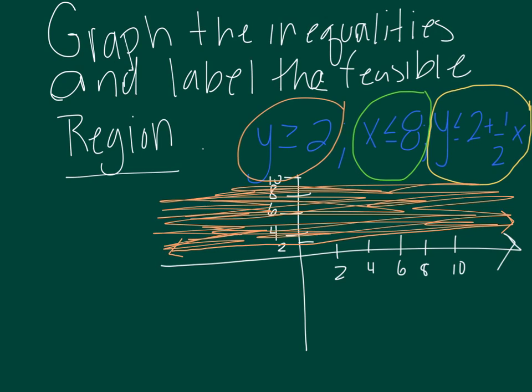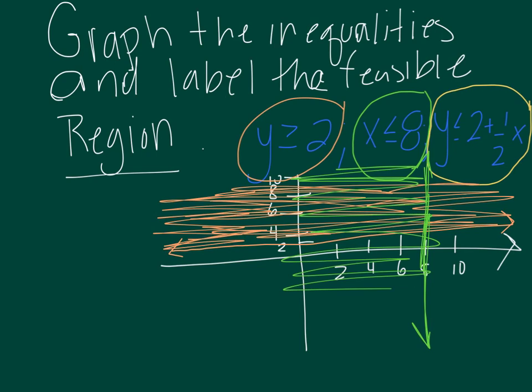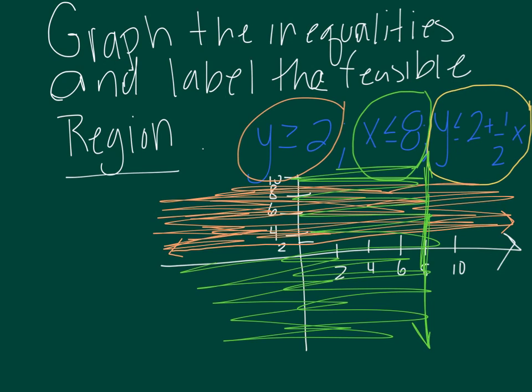Okay, so now we're going to do the next one, which is x less than or equal to 8. If it's horizontal for y, we're going to have a vertical for x. So I'm going to make a vertical line, which is also solid because of that line underneath. It says less than, so that means I'm going to shade to the left. As you can see, the orange and the green are starting to overlap, and that's what's going to happen, because all of these three equations are going to overlap in one area, and that's going to be our feasible region.